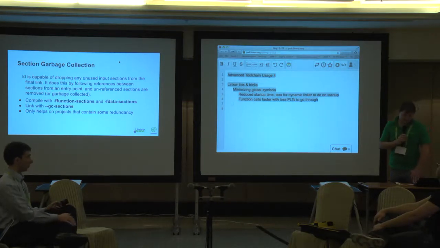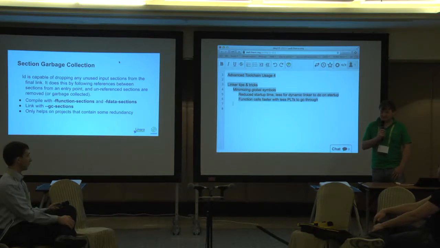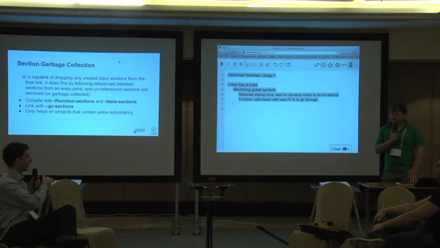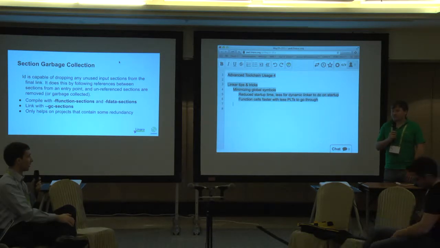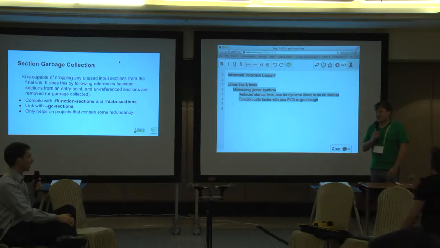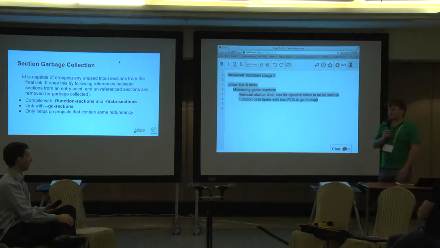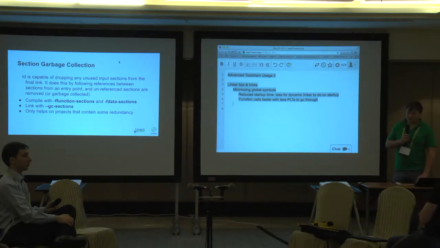So, anyone else have questions? What is the main reason for doing this optimization? Speed, size, something else? It reduces the amount of work the linker's got to do, so it's startup time, and then also the performance of your function calls. So if you're doing lots of calls within an object, it will make it considerably quicker.